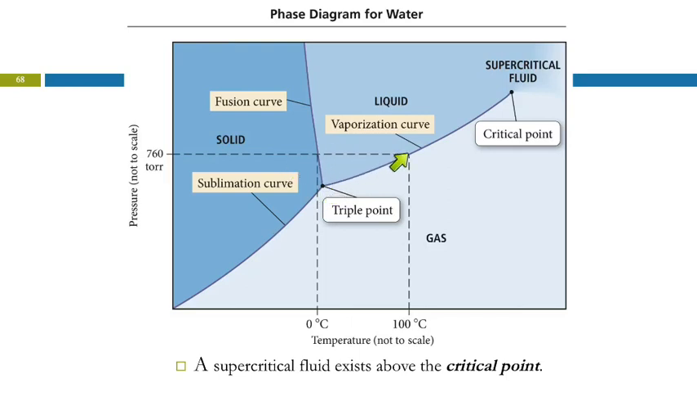At atmospheric pressure, if we go above 100 degrees, the water will be in the gas state. If we're between 100 and 0, it'll be in the liquid state. If we are below 0, the water will be in the solid state.